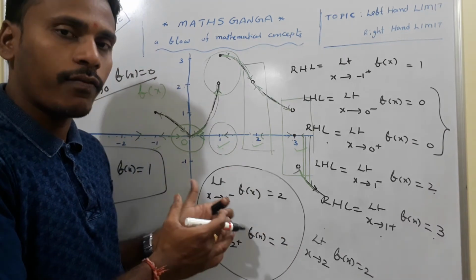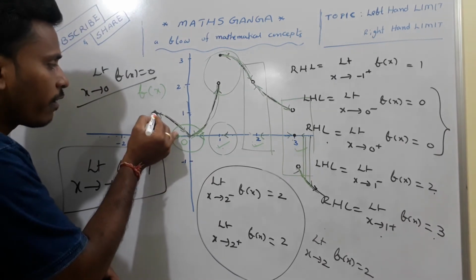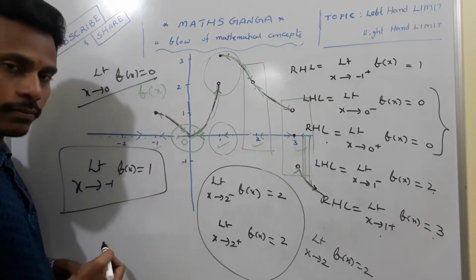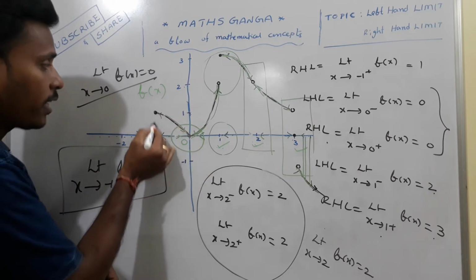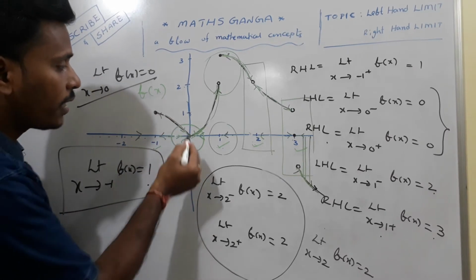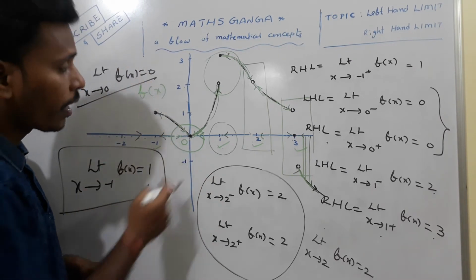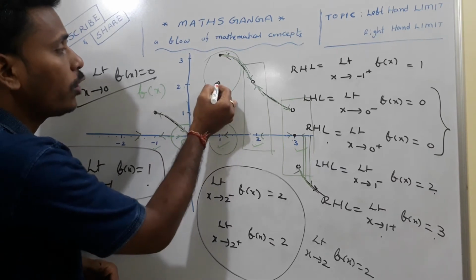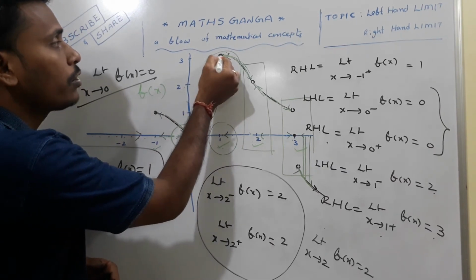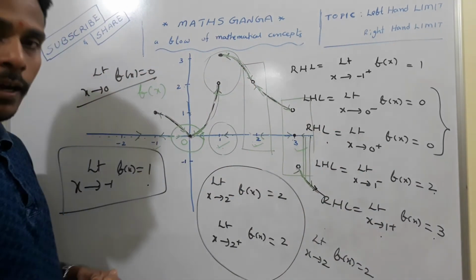But here we have the graph, just have a look at the functional values. See, at minus 1, the functional value is 1, right? At minus 1, the functional value is 1, equal to the limit. And then at 0, the functional value is 0, equal to the limit. At 1, the functional value is not 2, the functional value is 3. It is equal to the right hand limit, not equal to the left hand limit.